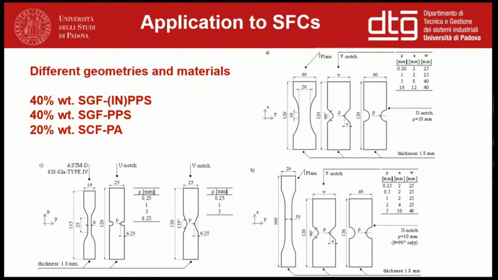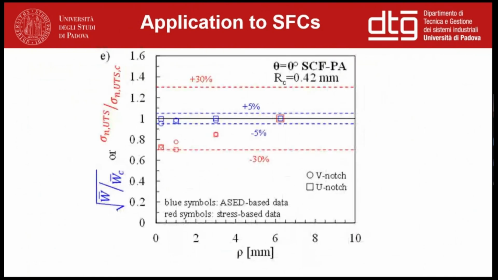So for all the cases, we have calculated the critical radius and applied the expression that I showed you before. And there is an example of application for one case. As you can see, the red symbols and lines are related to the experimental data reported in terms of nominal stress. As you can see in the case of nominal stress, the scattering of the experimental data is quite broad due to the significant effect of the notch root radius.